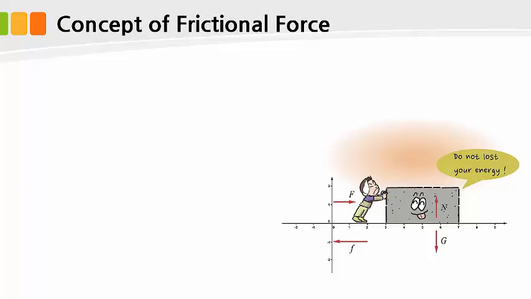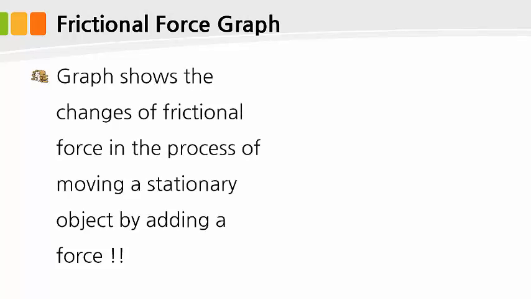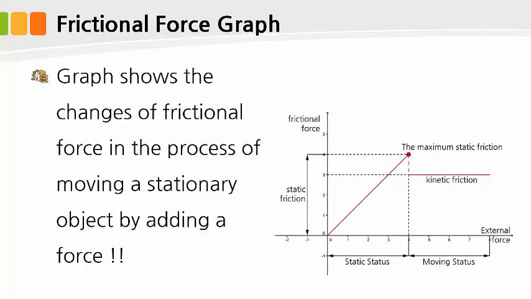The size of the static frictional force F and the force added to the object F are the same in the opposite direction, expressed as F equals negative F. The graph shows the changes of frictional force in the process of moving a stationary object by adding a force.